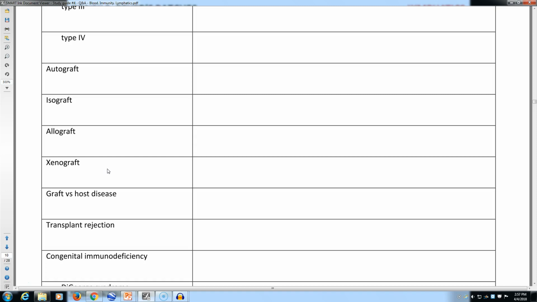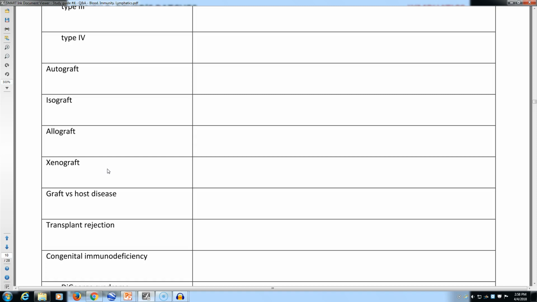In the rejection, it refers to what type of transplantation? What type of organ transplantation? Call it solid organ, right? So it's solid organ transplant. And in this case, what attacks what? The recipient attacks the organ from the donor. Does that make sense? Clearly know the difference.